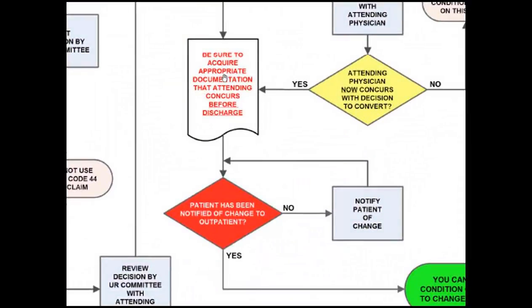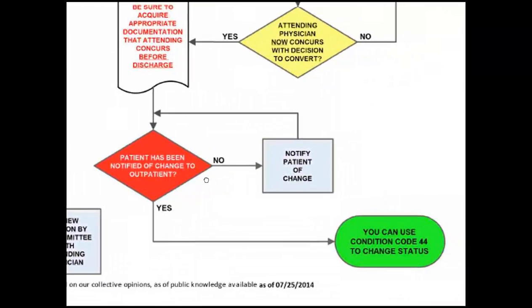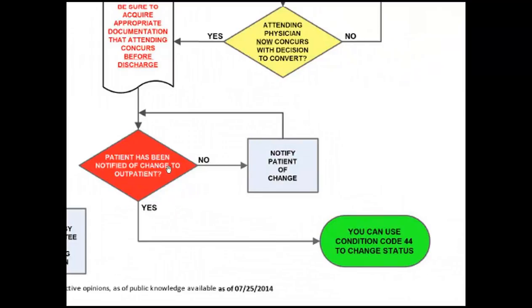Okay, if you wind up in the box where you got the attending to concur, now you have both the UR committee decision to convert and the attending decision conferred, and those are put into the record before discharge. Now you have the question, have you notified the patient of the change to outpatient? If no, then you probably want to make sure you notify them, and of course that puts you back in here. Now you've notified them. Well, now yes, then you can use condition code 44 to change status.